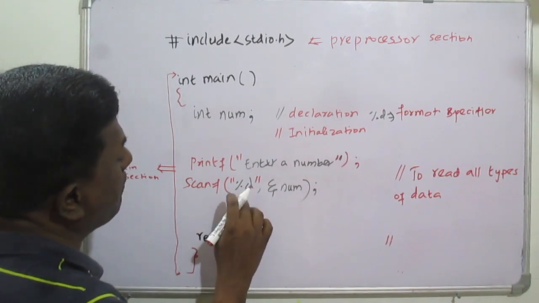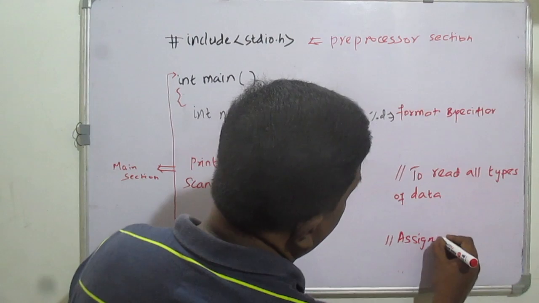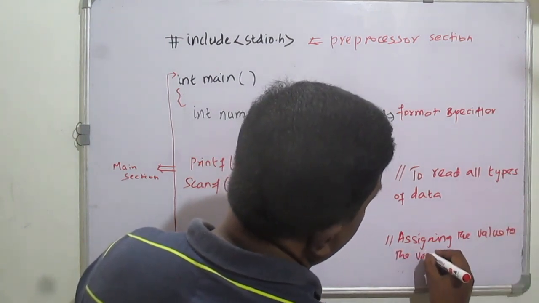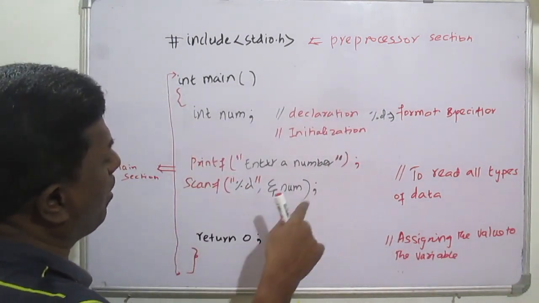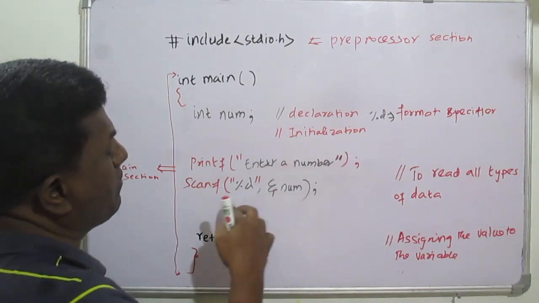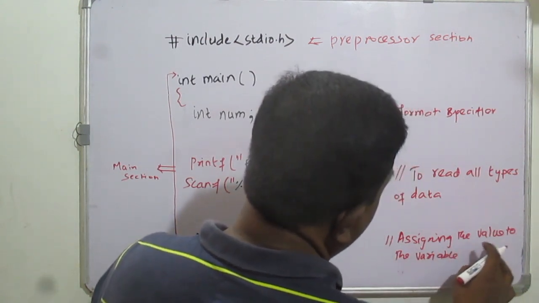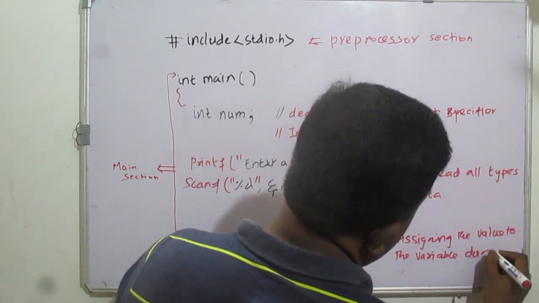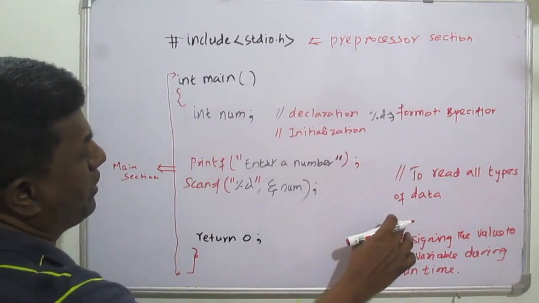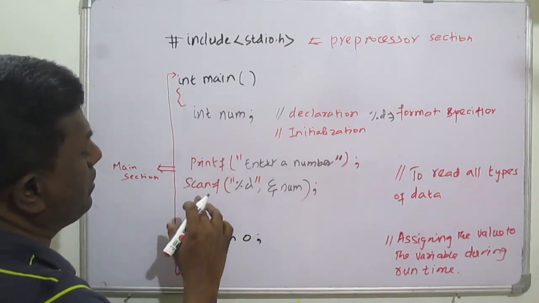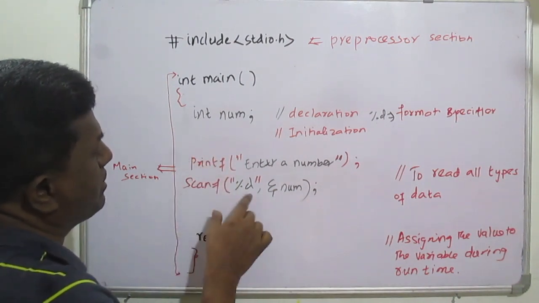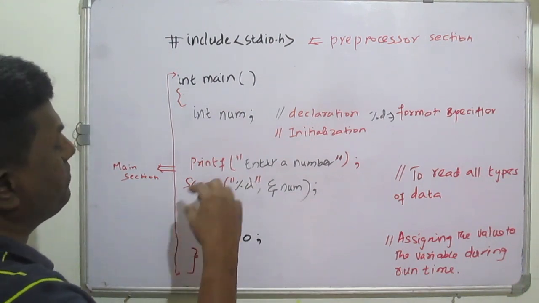So that means assigning the data or value to the variable during the runtime. While running the program, it asks on the display screen, and that is the blinking. After the 'enter a number' display, it will blink, and then the user has to give the input. Assigning the value to the variable during runtime is very important. So these are the two important functions of scanf. We have seen printf and now we have seen scanf. Generally, these two lines we can call the execution section.